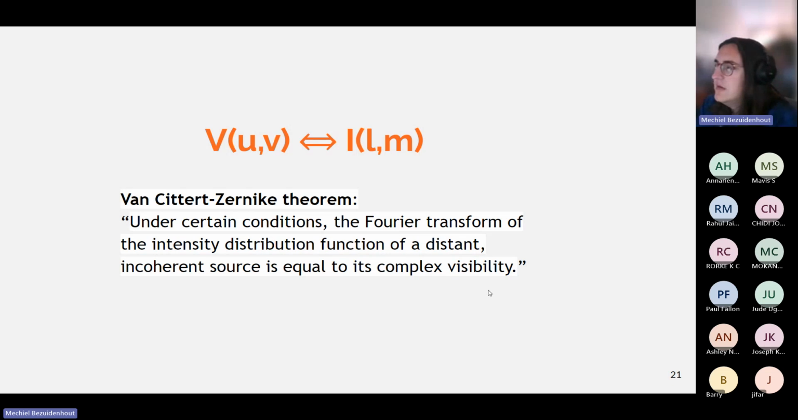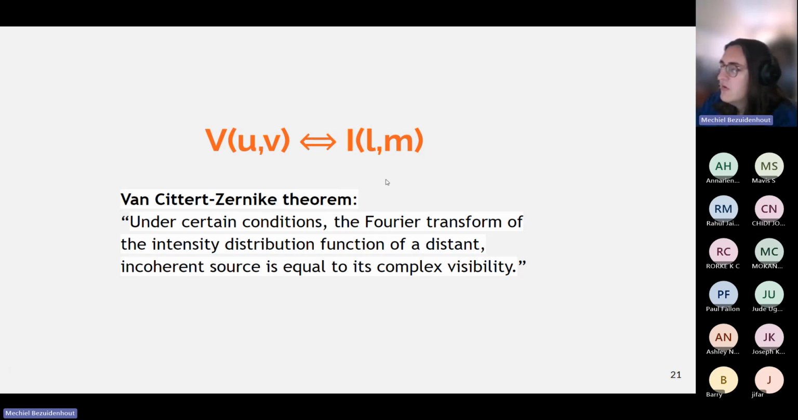Now, this means that we can measure the visibilities with our telescope and then use a Fourier transform to get back to the intensity distribution, which is an image of the sky. Now you will note that there's a big caveat there, which is under certain conditions. And that's all of those assumptions that we made previously fall under those certain conditions.